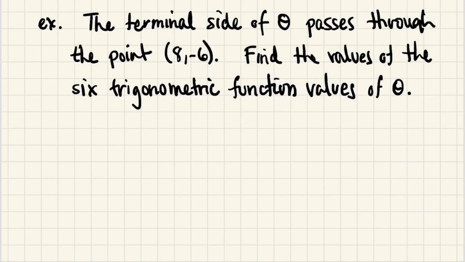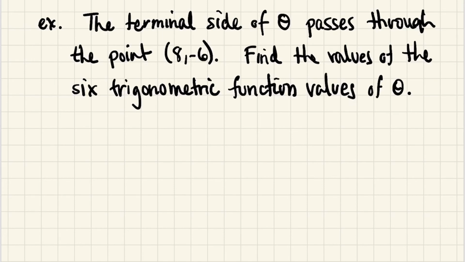Okay, so here we're given a theta in standard position. And while we're not actually told the numerical degree value of theta, we do know a point that the terminal side of theta passes through, which will allow us to draw theta. And once we know that, we'll be able to find the values of the 6 trigonometric functions using the definitions that we just worked out.